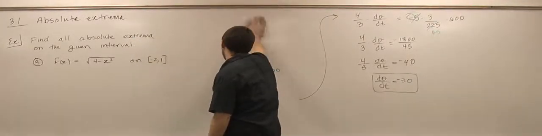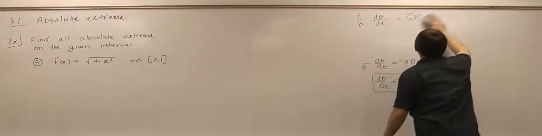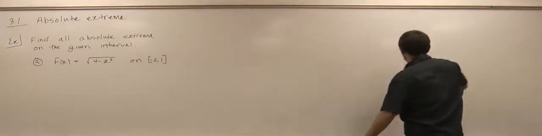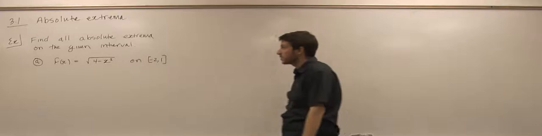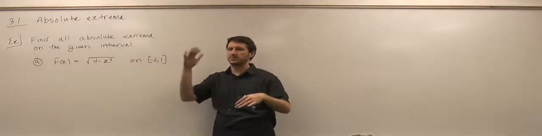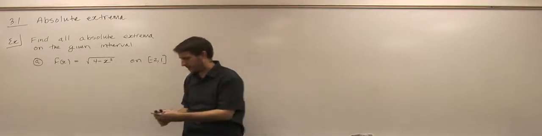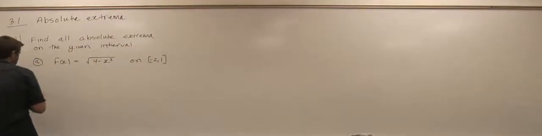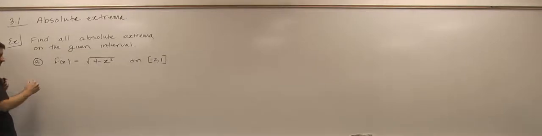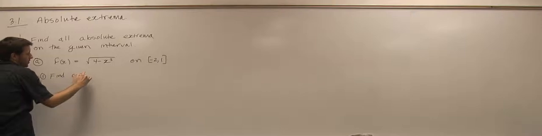So do you remember kind of our strategy for finding absolute extreme? What do we look at? Critical numbers. We're going to test critical numbers against endpoints and see where the highest point ends up. So how do you find critical numbers? Set up the derivative equal to 0. Take the derivative, set it to 0 or undefined. Okay, so first find critical numbers.